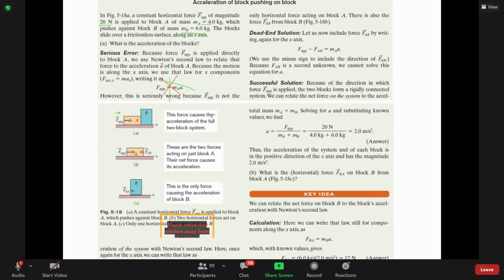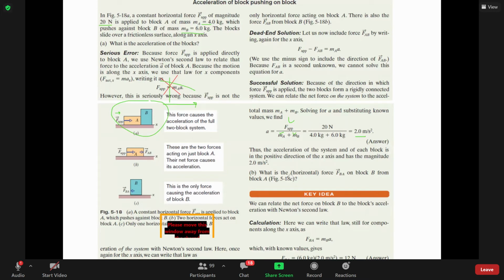The correct step is to say the following. F applied equals the mass of A plus mass of B multiplied by the common acceleration. From this step, when we solve, we know the mass of A, we know the mass of B, and we know the applied force, we get the acceleration too. Means the whole system is moving to the right with 2 meters per second squared acceleration. They are connected together. They are in contact.